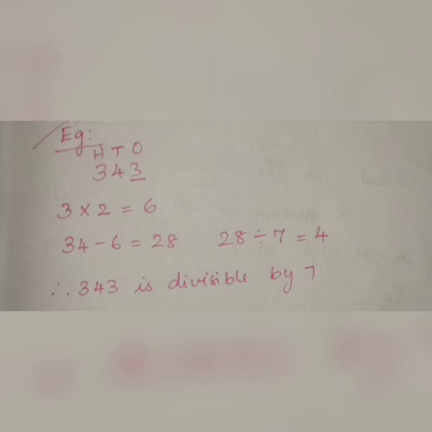Example for that is 343. Here the unit place is nothing but the ones place. So what is the ones place value here? 3. So I am multiplying that ones place value with 2. What is the answer we are getting? 3 2s are 6. And I am subtracting that answer from the remaining digits. The remaining digits are 34. So subtracting 6 from 34, I am getting 28. Here 28 is divisible by 7. So 343 will be obviously divisible by 7.